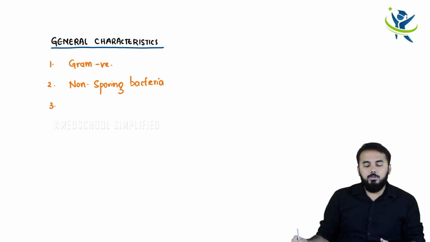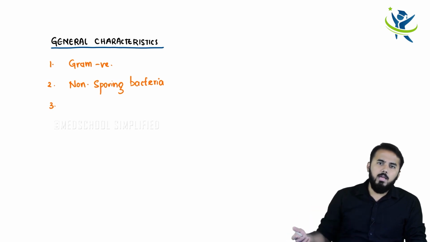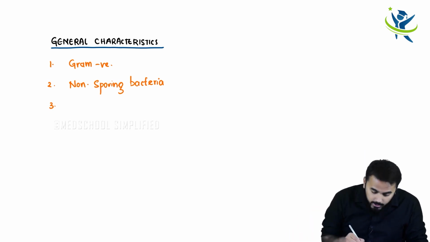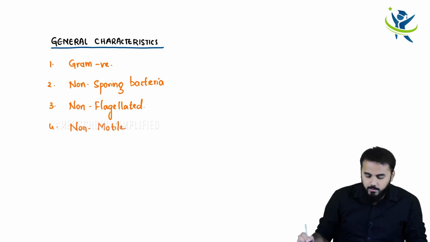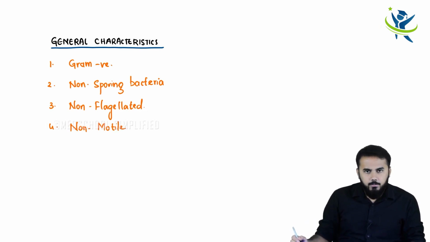The third important thing you need to know is that this bacteria, Klebsiella pneumoniae, does not have any kind of cilia or flagella, right? If it is not having flagella, can it be motile? No. So it is non-motile. This organism is a non-flagellated organism, hence this organism is non-motile. Right, so these are some of the important things.